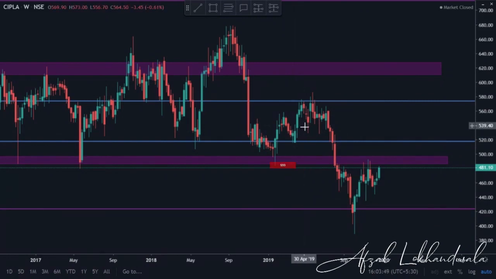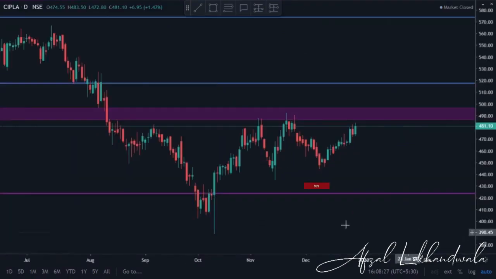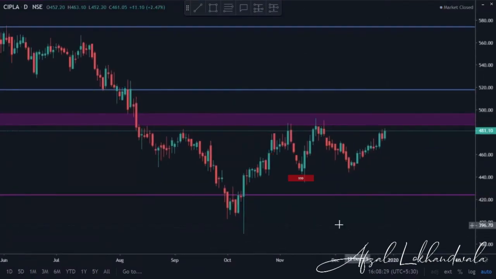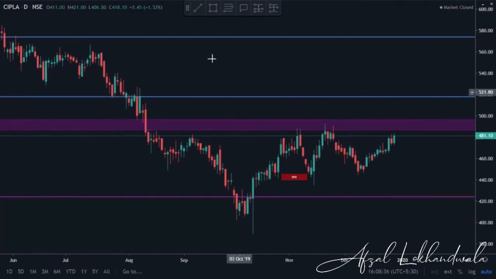Now let us jump to the daily time frame and see what is there. Press comma, then hit D and press enter. So here we are on the daily chart. Do we see any other areas? Yes, I do. There is an area here. Let me draw a rectangle. A line would not be sufficient here.